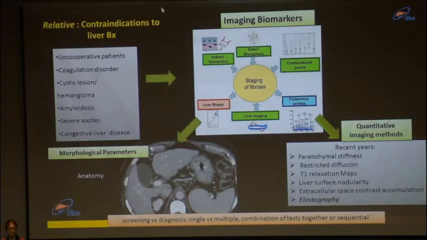I know that contraindications to a liver biopsy are relative now, which is why I've called it relative. And we know that coagulation disorders, lesions, amyloidosis, or other diffuse infiltrative diseases, ascites, and congestive liver diseases are confounding factors to biopsies.